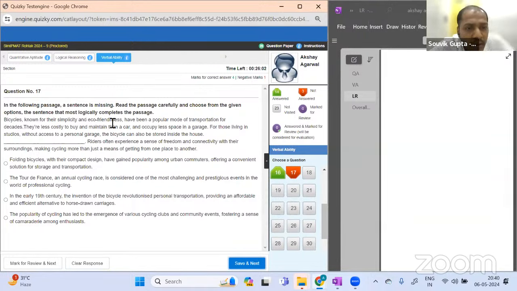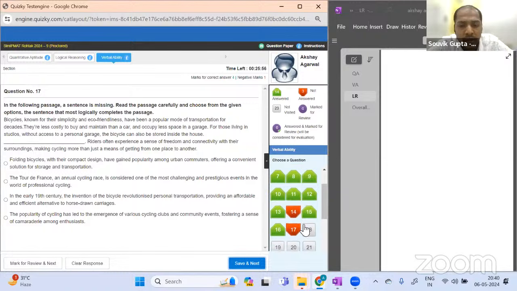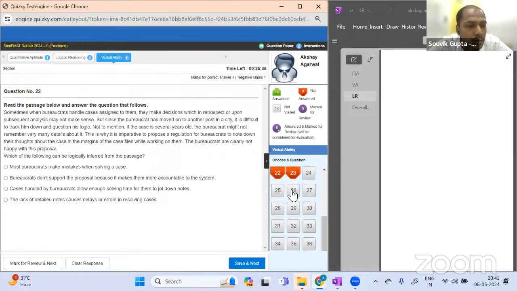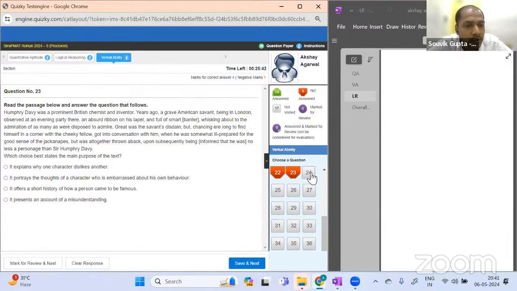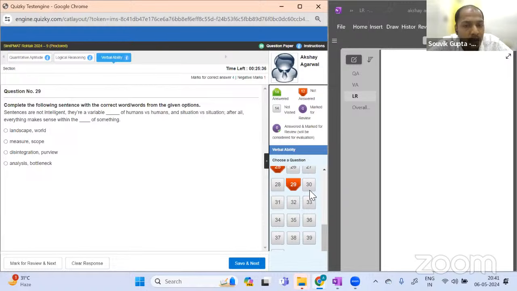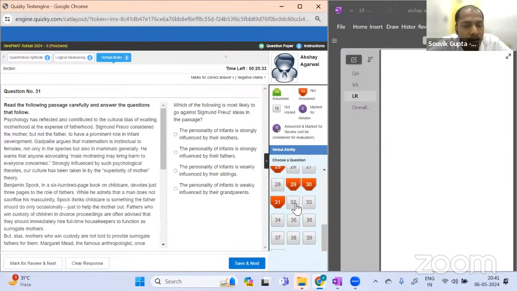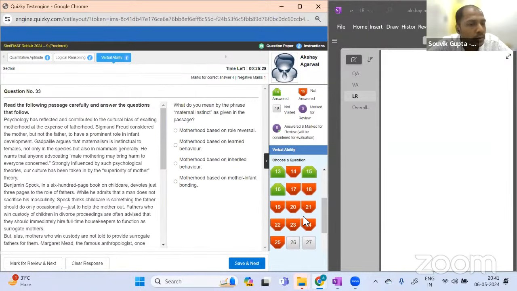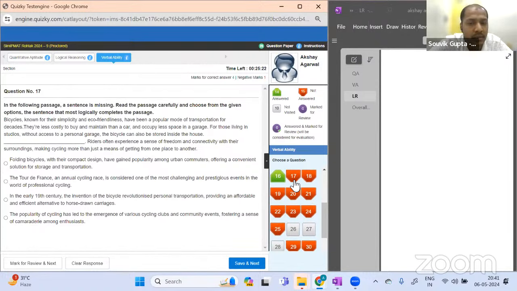Bicycles, known for their simplicity and eco-friendliness, have been a popular mode of transport for decades. I think I should rush towards the rest. Let me just check quickly what all question types are there. Para jumble, okay, grammar. I have pure grammar, which I'll complete quickly. Then inference: inference purpose, main purpose, synonym. Fill in the blanks is there. RCs are after 31. So I think the last 10 questions are RC, for which I need at least 15 minutes. So I'll quickly have to rush through these in the next 10 minutes. Okay.